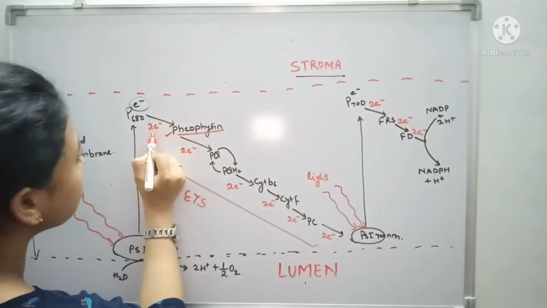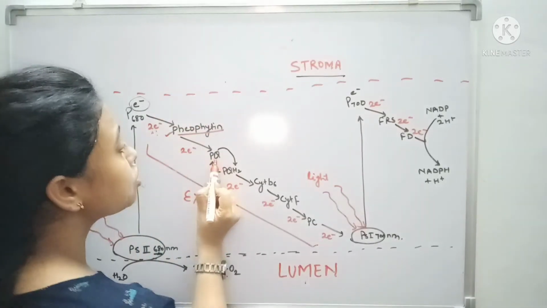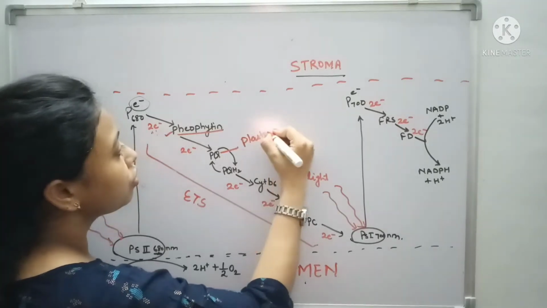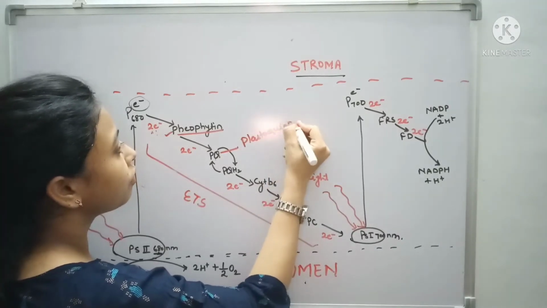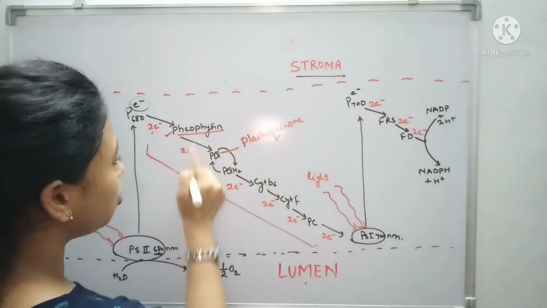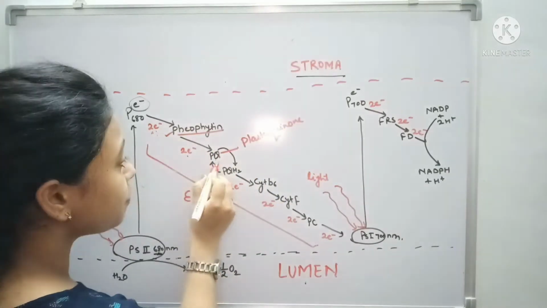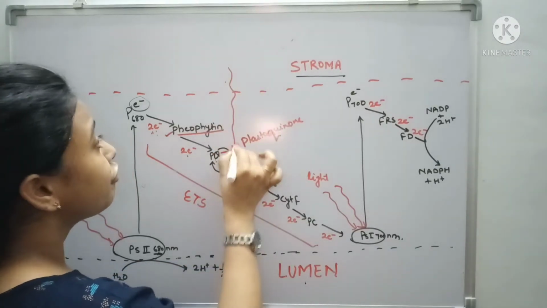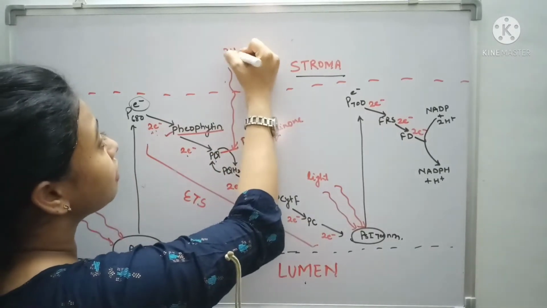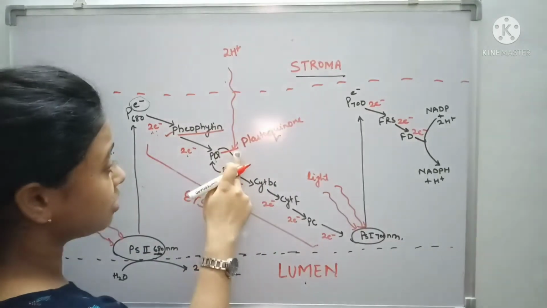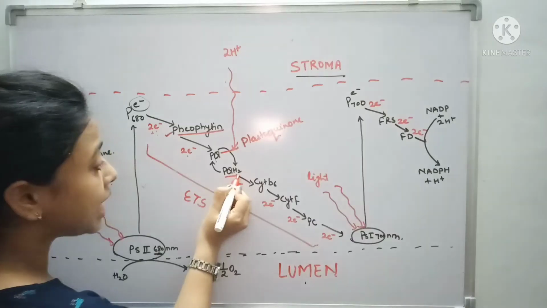It accepts the electron and passes it to the plastoquinone. Okay, plastoquinone. So what does it do when its electron comes to plastoquinone? It takes 2 hydrogen from the stromal region, and it gets reduced itself.